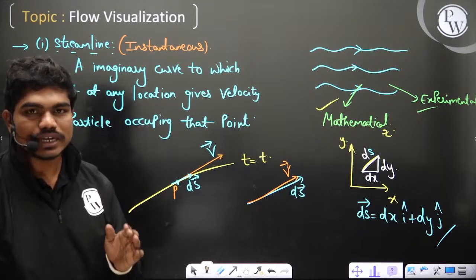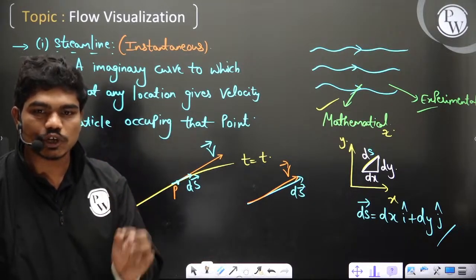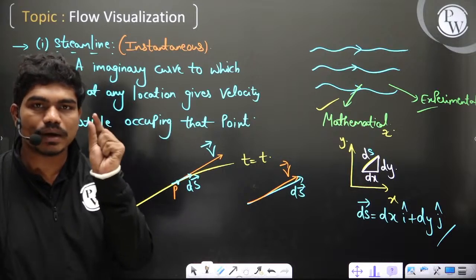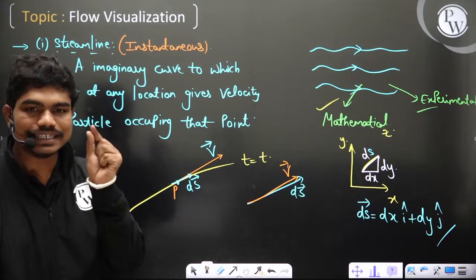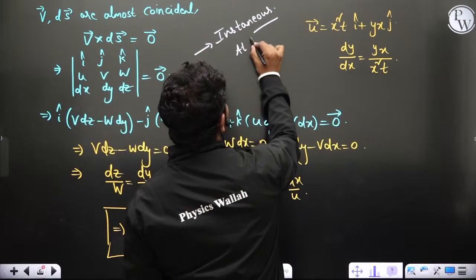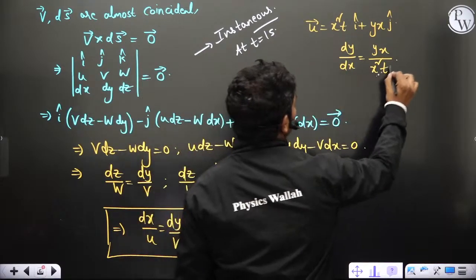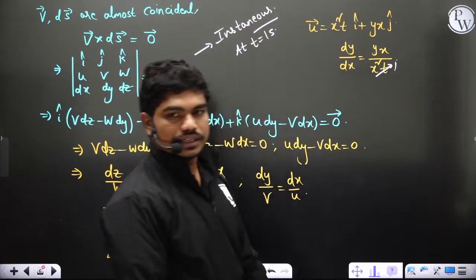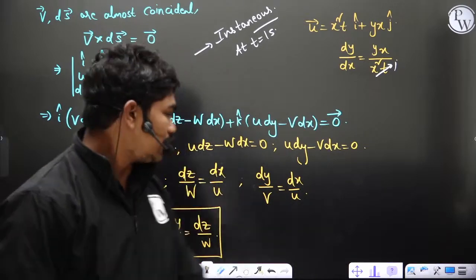Okay, so that's why streamline is actually an instantaneous concept. It is valid only at one particular time, at a particular instant actually. Now let us suppose I'm asking you this equation at t is equal to 1 second, for example, then what will you put? You will put t equal to 1 and you will do the integration. That's it. Clear? Did you all understand how we generated this equation?